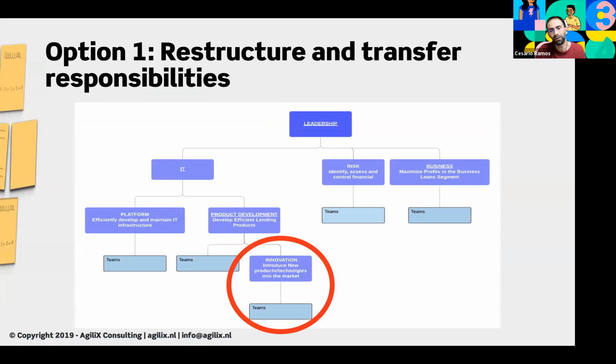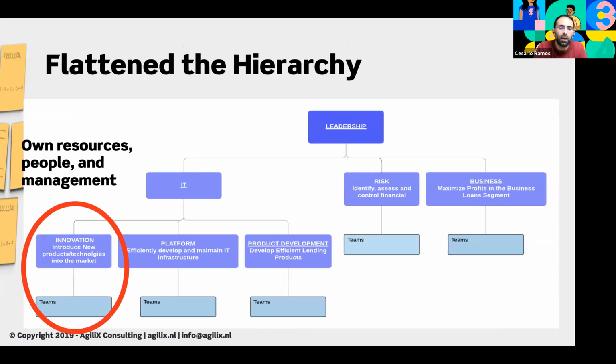goals, as I mentioned. So in this case, what we did is, we moved this up. If we move innovation up like this, then the development of efficient lending products is now decoupled from the introduction of new products. Now, there are still dependencies, for example, technology dependencies probably, and so on, but the fundamental problem of achieving the goals in a coupled manner is solved.